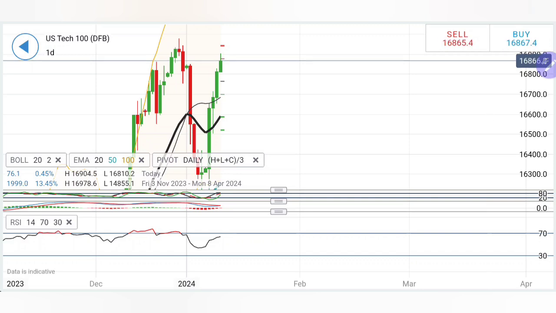Take your trades accordingly. Remember, if you are averse to risk, you should not trade the news. And if you're trading the news, the position should be small enough so that the account is not impacted.